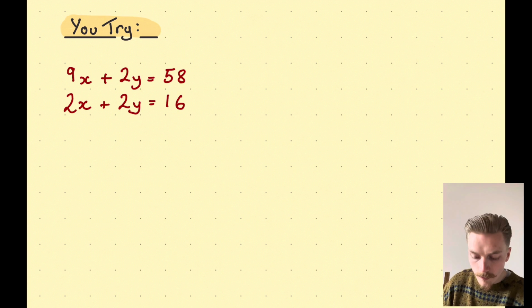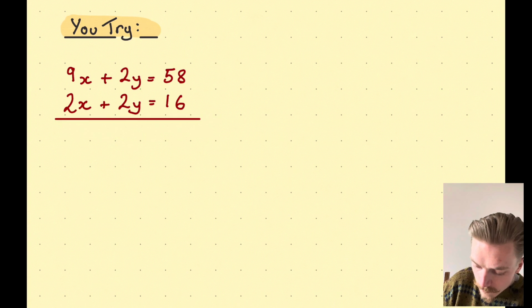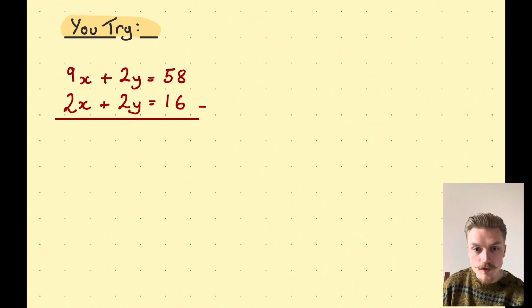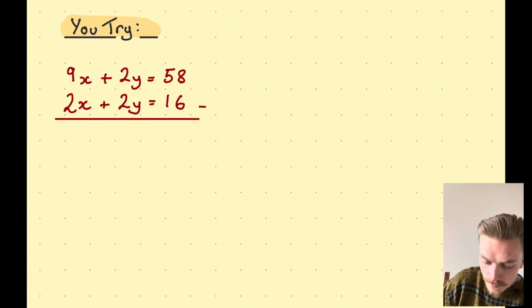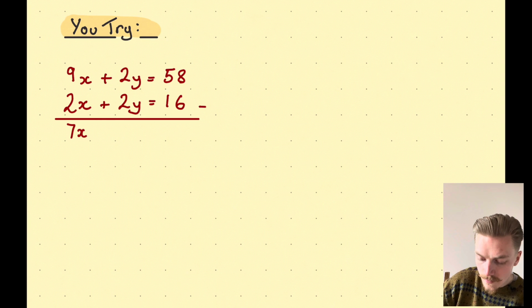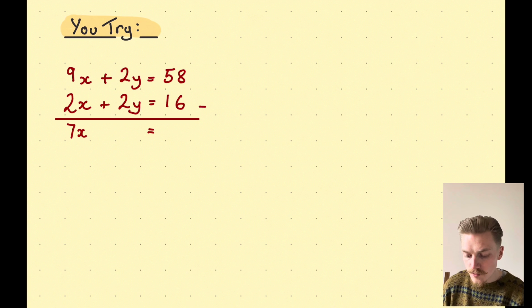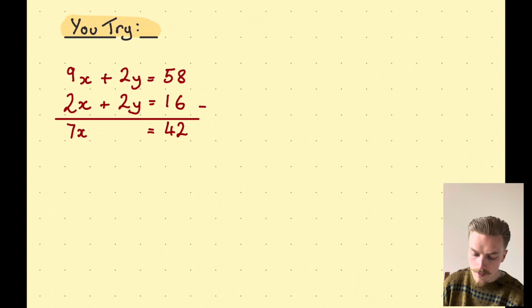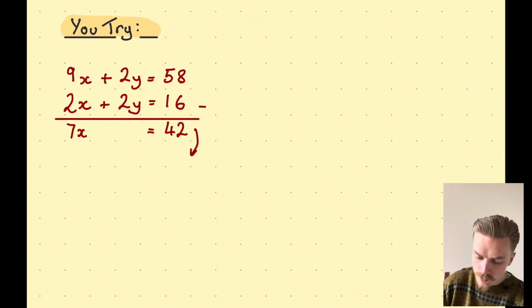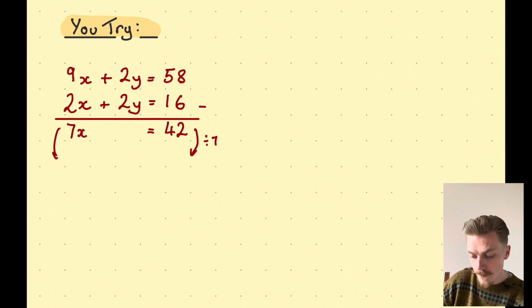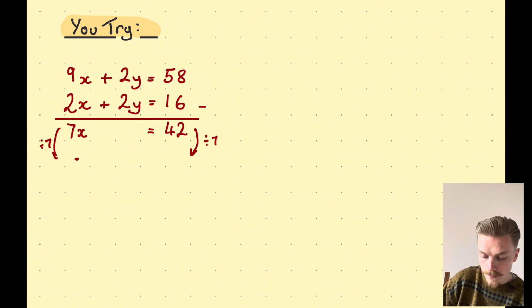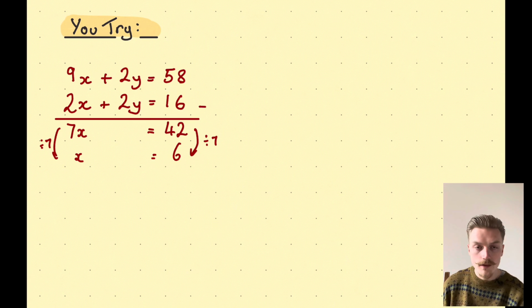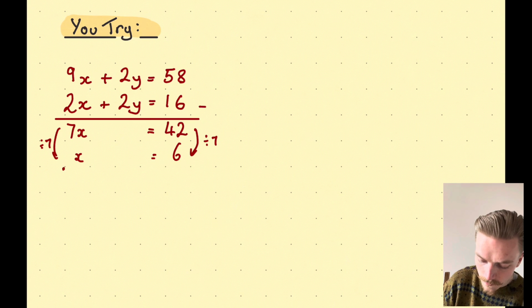Okay then, let's go through it. So I'm going to do the same as I did last time. I'm going to subtract. 9x subtract 2x gets me 7x. 2y subtract 2y is 0y, so that's nothing. And I've got 58 subtract 16, that's going to be 42. So if 7x is 42, just need to solve that by dividing by 7. So that would get me 6. So my x is 6, that is half my answer.